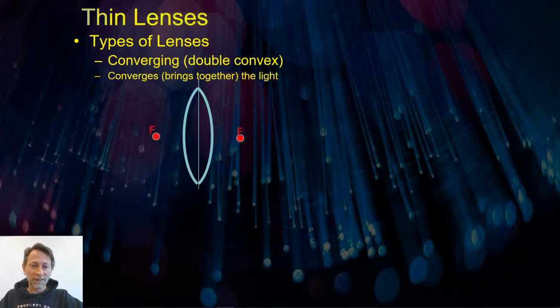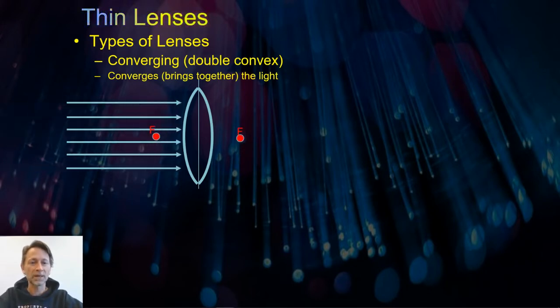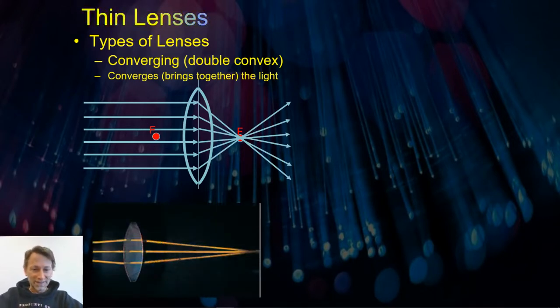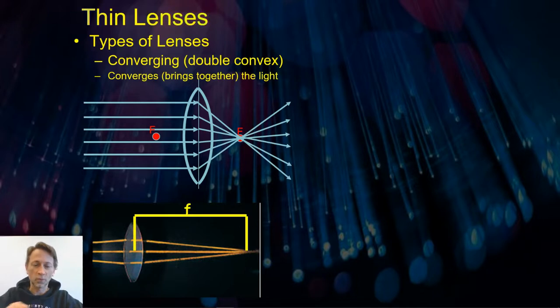As we look at it, it has two focal points, and if these parallel rays are coming in, like we said earlier, it focuses them through the focal point, and that's why it's called converging. It converges all of those rays into that focal point. Here's an example of a real one. In this image, we have light rays coming in and they get focused all the way over here to the focal point.